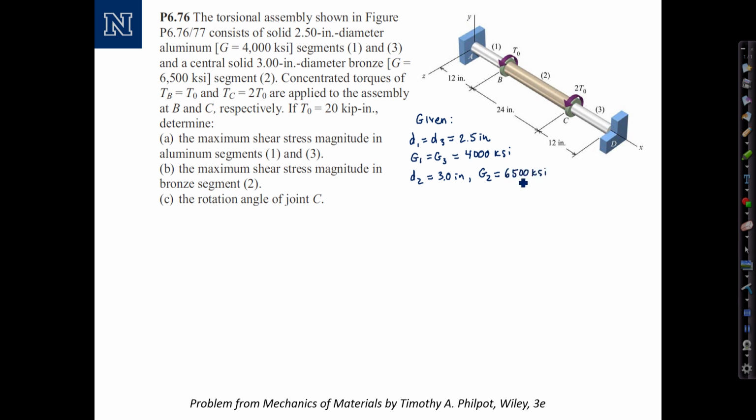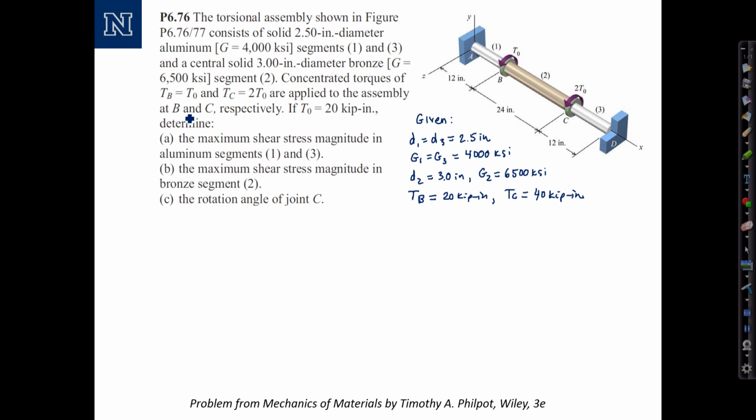ksi. We are also given that concentrated torques of TB equal to T naught and TC equal to 2 T naught are applied at B and C, which we can interpret as TB equal to T naught 20 kip inches, and TC equal to twice that, or 40 kip inches.